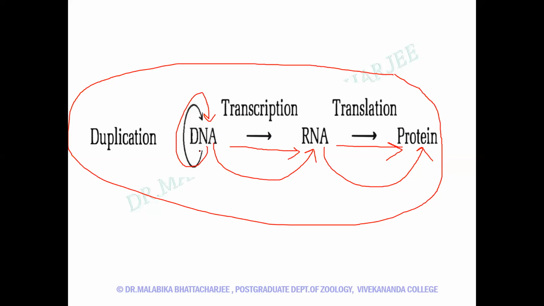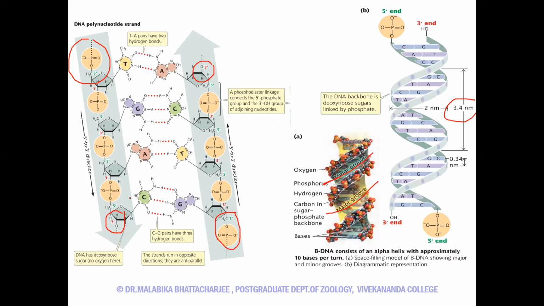DNA is deoxyribonucleic acid, RNA is ribonucleic acid, and protein is nothing but amino acids. It's a chain of amino acids. DNA is a chain of deoxyribonucleic acids, and RNA is a chain of ribonucleic acids. Just to recapitulate, what is the difference between the deoxyribose and the ribose sugar?